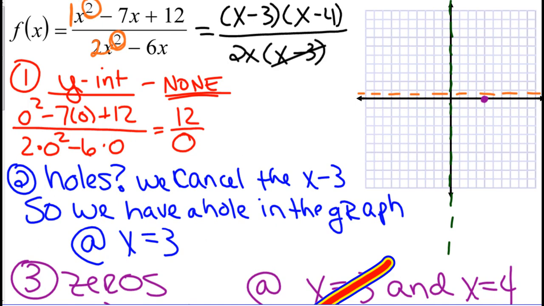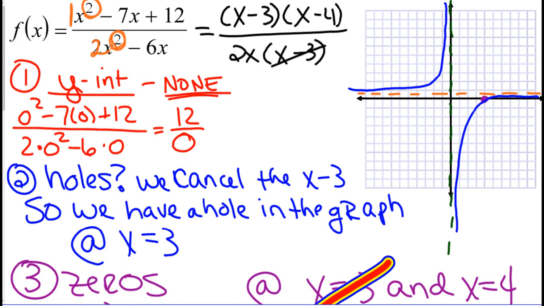Remember, I don't need crazy detail when it comes to the points. So when I'm sketching, you'll notice that your graph comes up here like this. It's never crossing that asymptote, right? And then it's also over here like this. So that's fine.